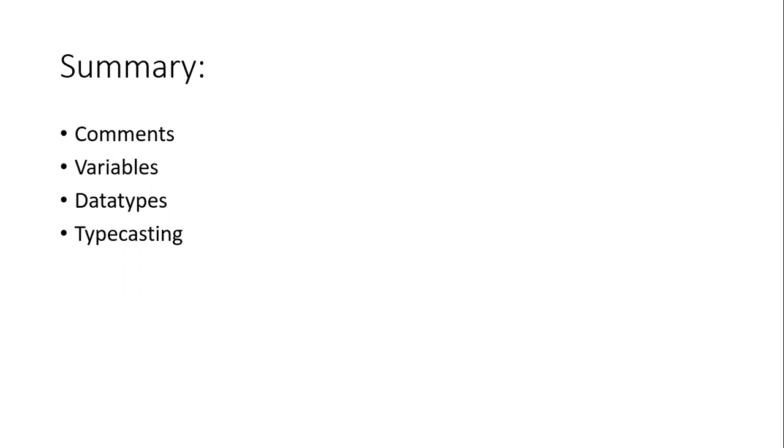And typecasting. We have already discussed implicit typecasting and explicit typecasting. Implicit means you can convert the data type from character into integer, into float, into long, into double. And if you want to convert it from the reverse side, then it is known as explicit typecasting. And we have also discussed taking user input. We have already discussed taking user input in detail.